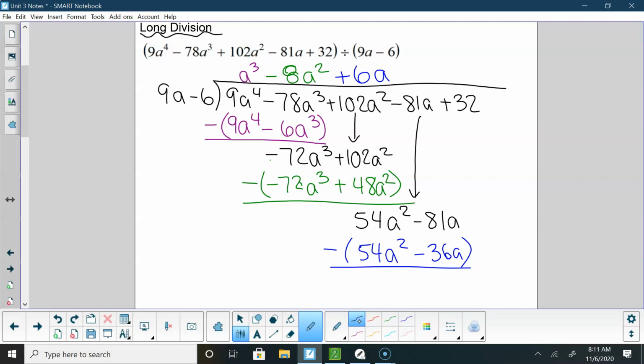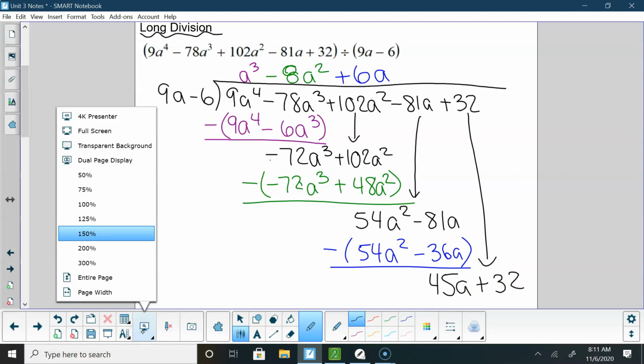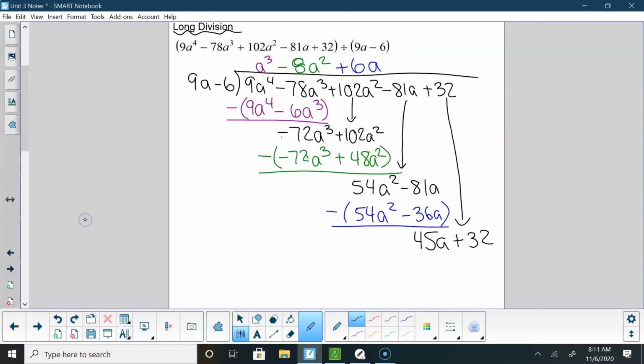So what's negative 81 plus 36? 45. Drop down my 32. And I am almost done. Oh yeah, negative 45.